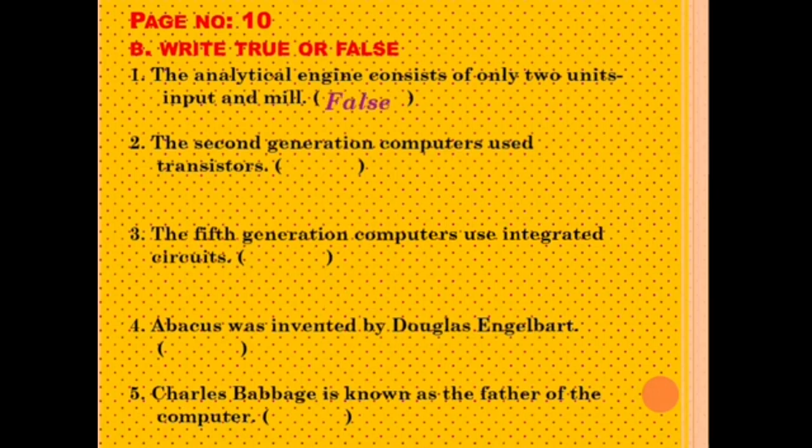The second one, the second generation computers used transistors. Yes, the second generation used only transistors. The third one, the fifth generation computers use integrated circuits. In the fifth generation they are using artificial intelligence, but here they are saying integrated circuits. Integrated circuits were used in the third generation. So here the statement is false.